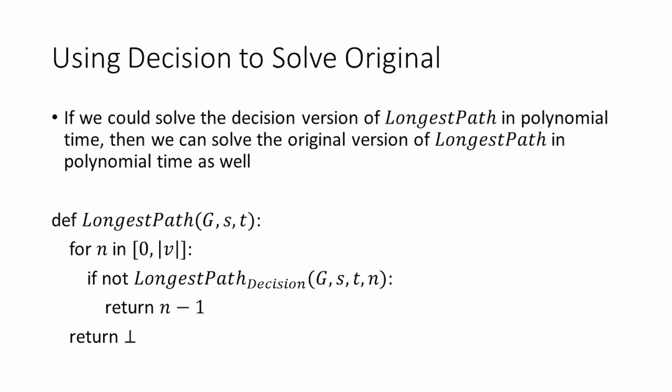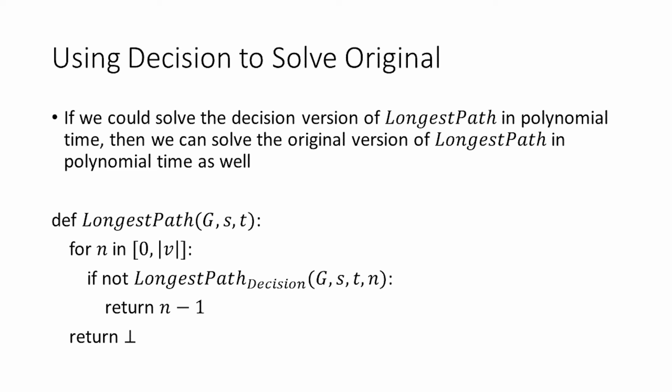So what we could do is try it for n equal to 0, and then try it for n equal to 1, and try it for n equal to 2, and keep increasing n every single time until the first time we get a 0. Because once we get a 0, then we know that the previous value for n was the largest value for which there did exist a path. So we can just return that.